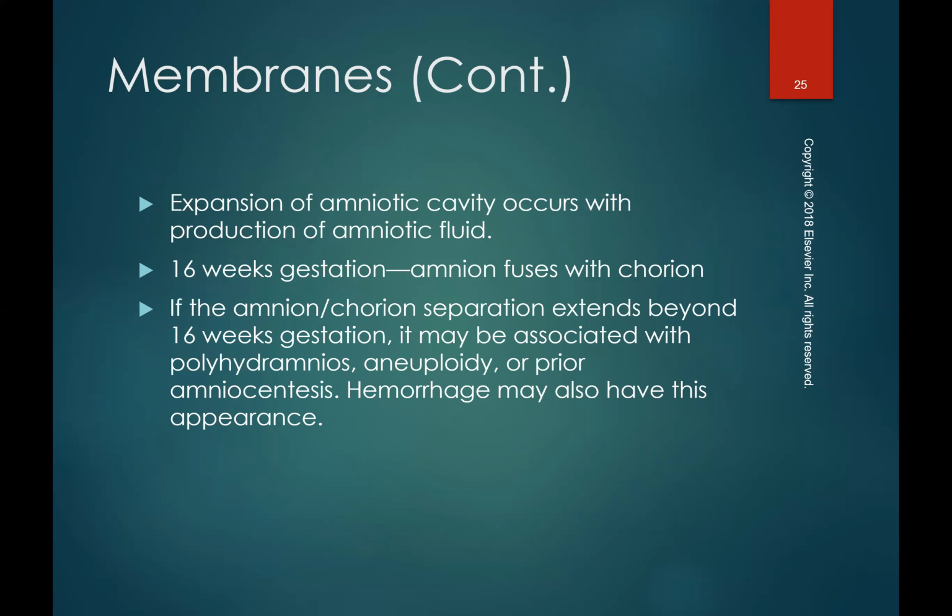So the expansion of the amniotic cavity occurs with the production of amniotic fluid, and around 16 weeks of gestation, the amnion and the chorion fuse. If the amnion and chorion separation extends beyond 16 weeks gestation, it may be associated with polyhydramnios, aneuploidy, and prior amniocentesis.